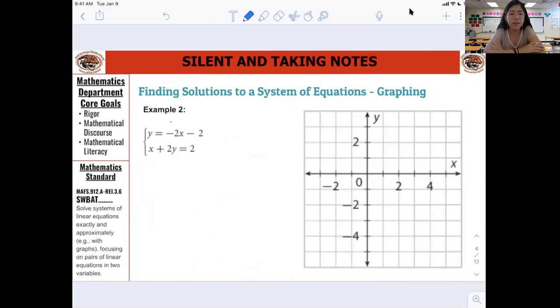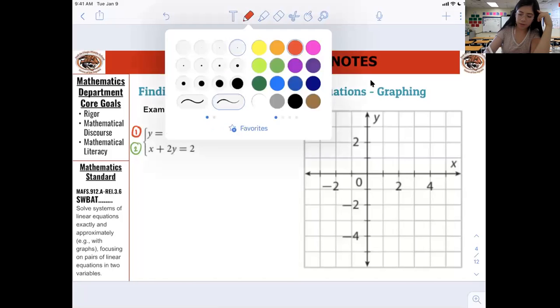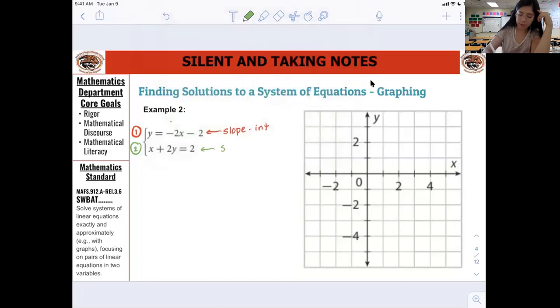All right, here's another example. Again, we have 2 lines. Which of these is going to be easier to graph? 1 or 2? 1. Because 1 is written in slope-intercept form, whereas 2 is in standard form. So we're going to do the same exact thing that we did in the previous example. I am going to go a little bit faster now since we've already learned how to do this, but I still want to hear from you guys.